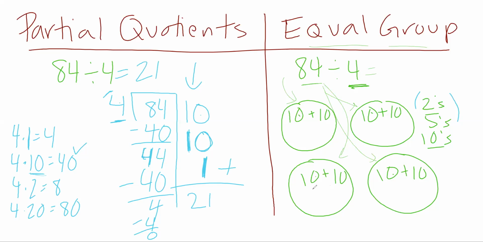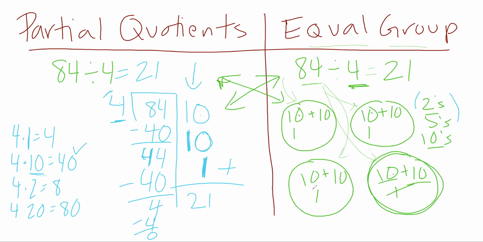So let's finish things out over here next door with equal groups. So we said 10, 20, 30, 40, 50, 60, 70, 80, 81, 82, 83, 84. So we did it. So let's just count what's in one circle. 10, 20, 1. There's 21. So you can see, I hope that made some sense. I tried to kind of make them parallel. The partial quotients is really the same idea as equal groups. We're just doing it in a different format.